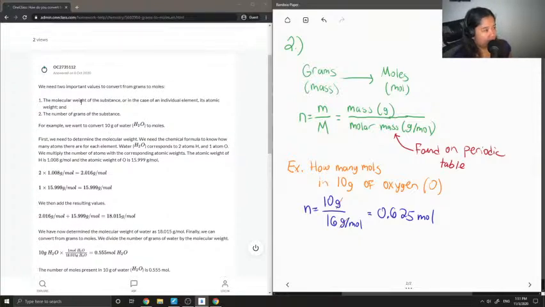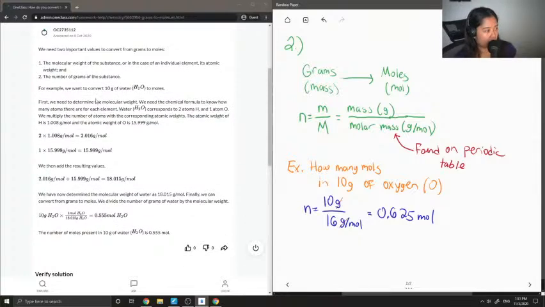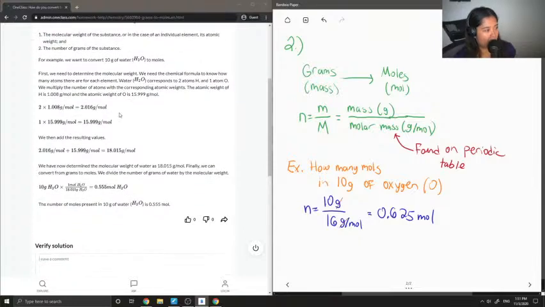I'm going to read what our junior tutor said. Two important values to convert grams to moles: the molecular weight of the substance, or in the case of an individual element, its atomic weight, and also you need the number of grams. For example, we want to convert 10 grams of water to moles. First, we need to determine the molecular weight. We need the chemical formula to know how many atoms there are for each element.